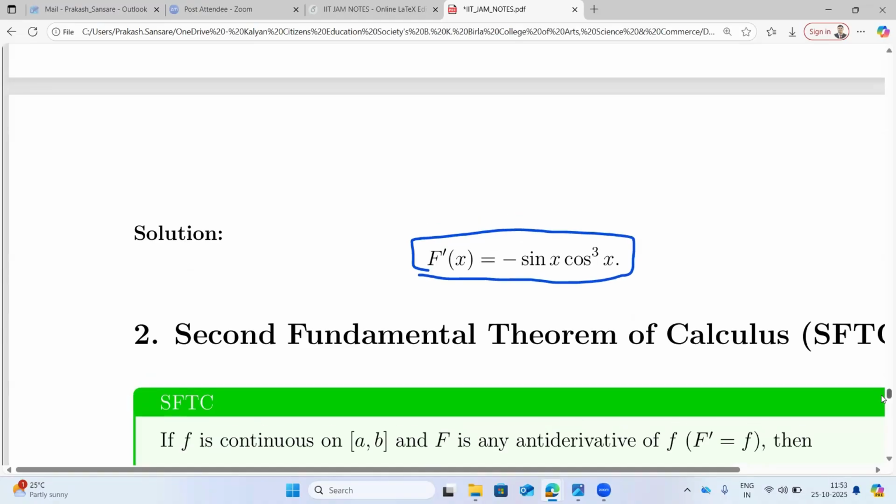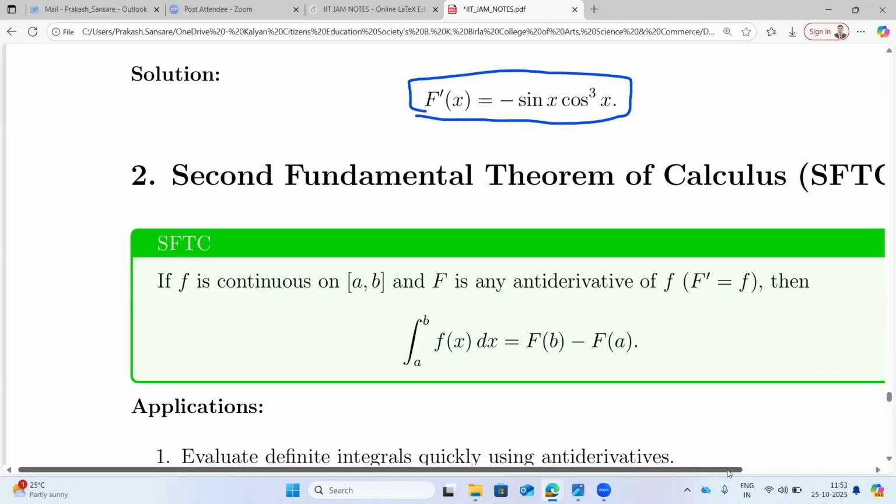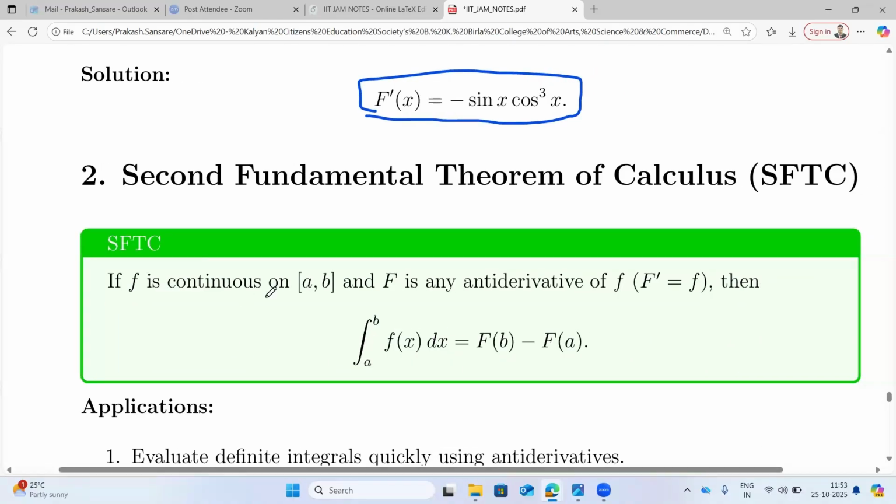And then I'll just quickly state what the second fundamental theorem of integral calculus is. It says that if f is continuous on the closed interval a comma b, and capital F is an antiderivative, what is the definition of antiderivative? Capital F is said to be an antiderivative of f if F dash x is equal to f. Then the integral from a to b of small f of x dx is equal to F of b minus F of a.